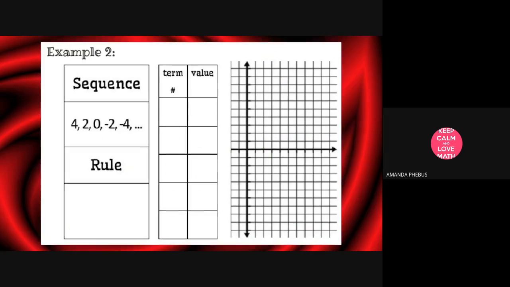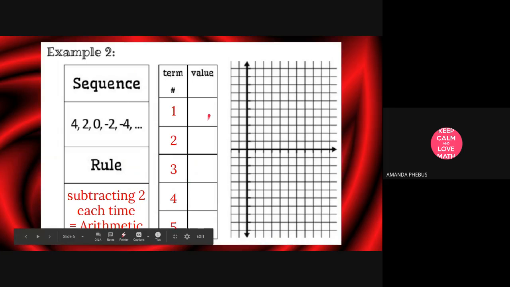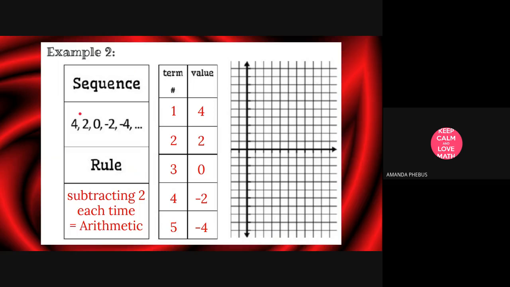Let's look at example 2. We've got 4, 2, 0, negative 2, negative 4. So the rule is, the pattern that we can see as we go to the next number is that we are subtracting 2. Again, adding and subtracting the same number each time, that means it's arithmetic. All right, so we have the first number, the second number, the third number, the fourth number, the fifth number, and which number's first? 4. And then 2 is second, 0 is third, negative 2 is fourth, and negative 4 is fifth.